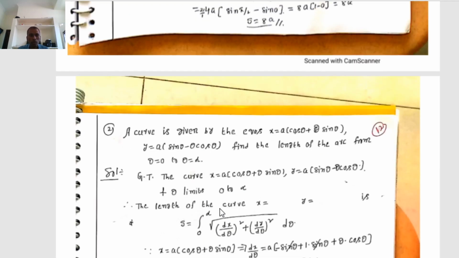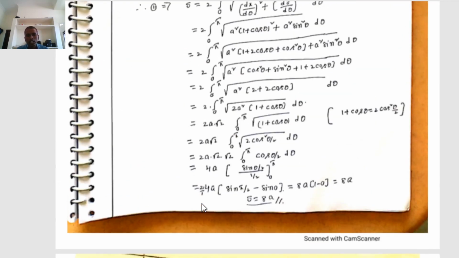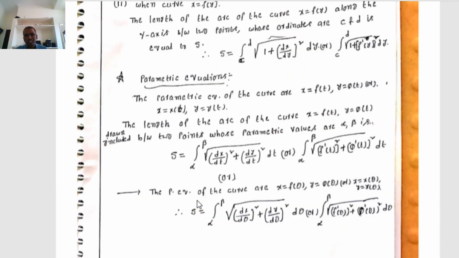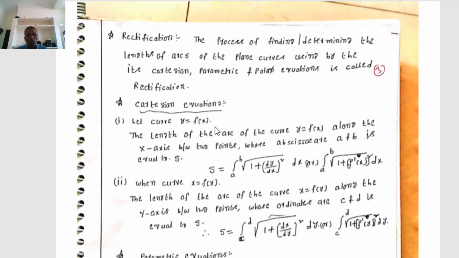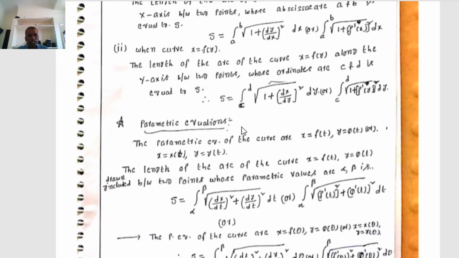That is the length of the arc of the curve L. We have to find the length of the arc of the curve using the Cartesian equation. The formulas are: if the curve is in the form y equals f of x, then s equals integration a to b square root of 1 plus dy by dx square into dx. If the equation of the curve is in the form x equals f of y, then s equals integration c to d square root of 1 plus dx by dy square into dy.